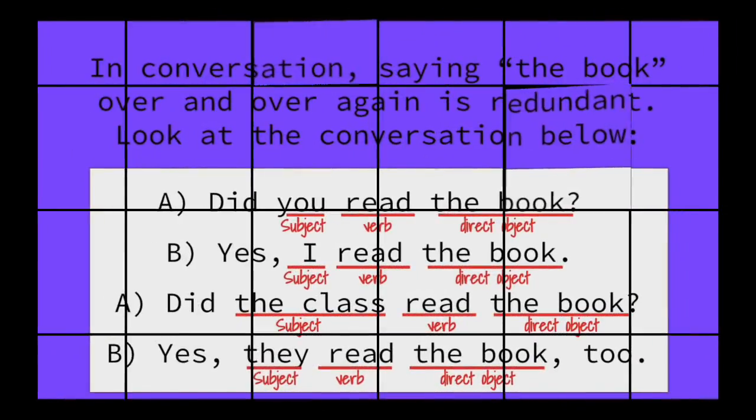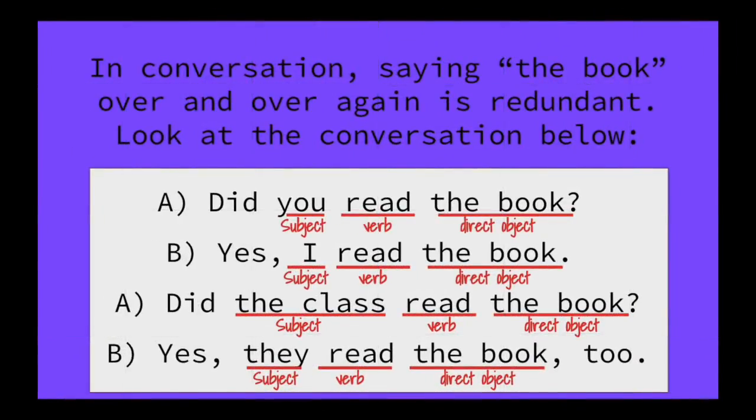Ahora hablamos de los pronombres de objetos directos. This is where some of the explanation gets a little complicated, so I'm going to stay in English for a little while. In conversation, saying the direct object over and over again is redundant. Look at the conversation below.